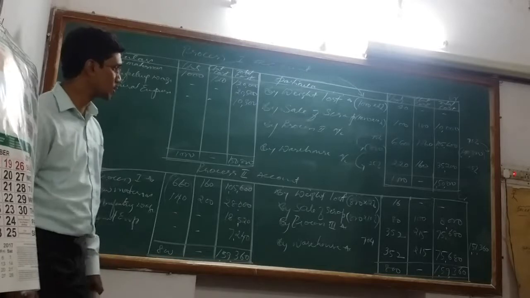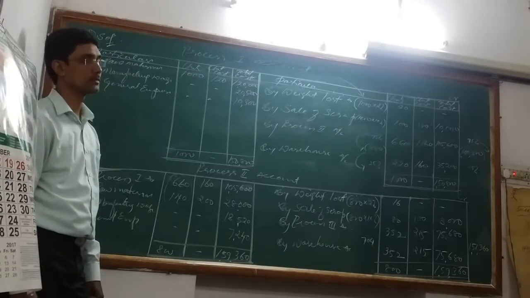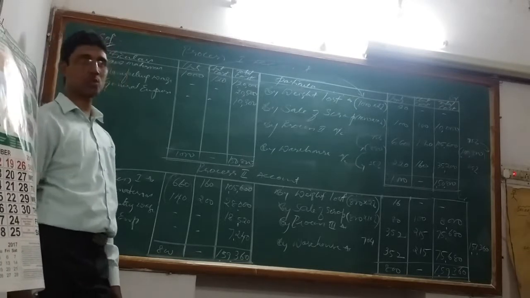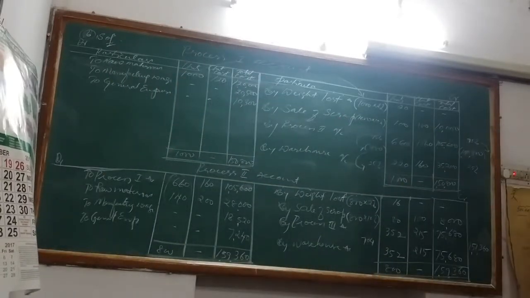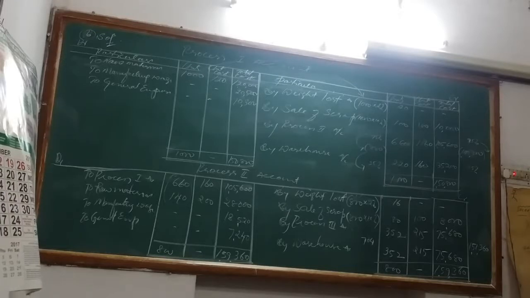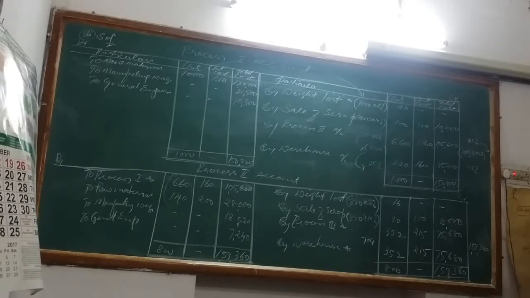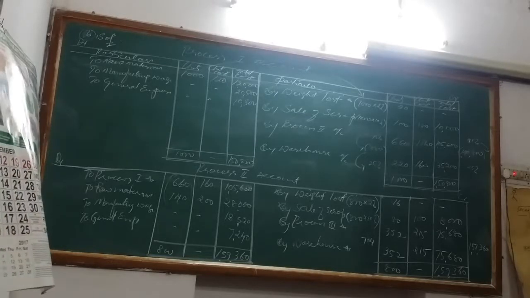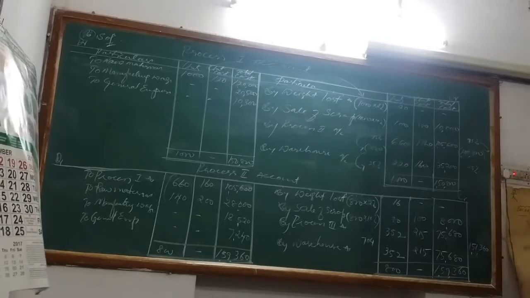Yes. The process 2 account is finished. The output of process 2 becomes input of process 3, but not entirely. You are supposed to take only half, 50%. Process 2 account: 352, 75,680.